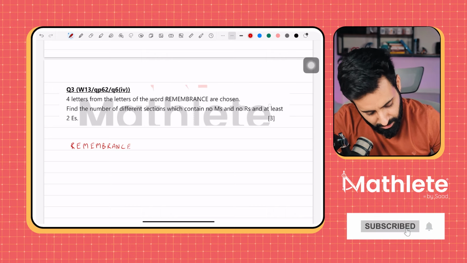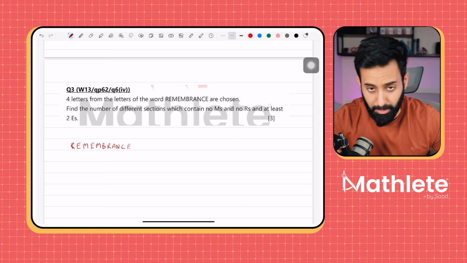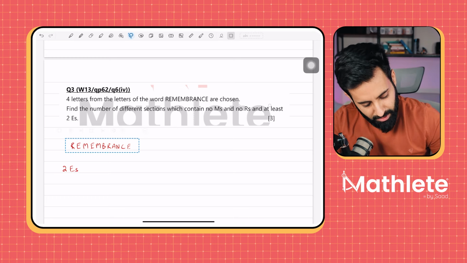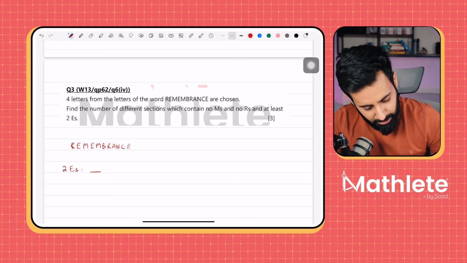Here it is. Let me just double check. R-E-M-E-M-B-R-A-N-C-E. Okay, I've never been too good with spellings, to be honest. So let's start with 2 E's. Okay. Now I'm going to copy this so I can use it again. So it says 2 E's, but it also says no M's and no R's.